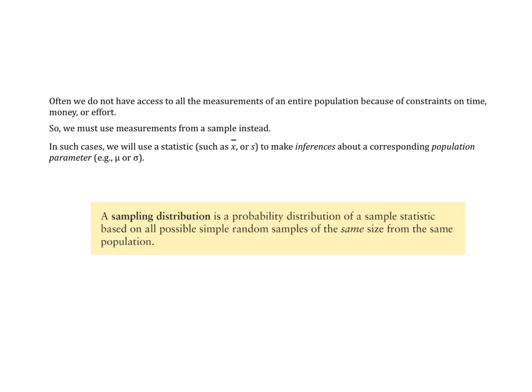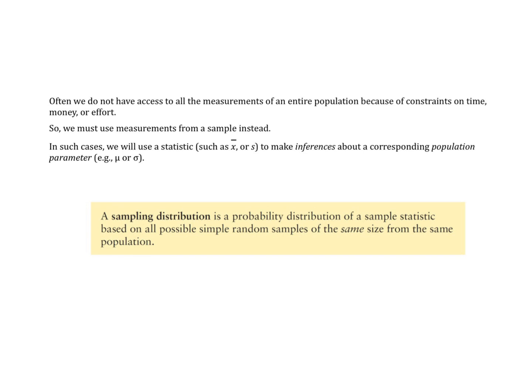Often we do not have access to all the measurements of an entire population because of constraints on time, money, or effort. So we must use measurements from a sample instead. In such cases, we will use a statistic such as x bar or s to make inferences about a corresponding population parameter, for example, mu or sigma. A sampling distribution is a probability distribution of a sample statistic based on all possible simple random samples of the same size from the same population.